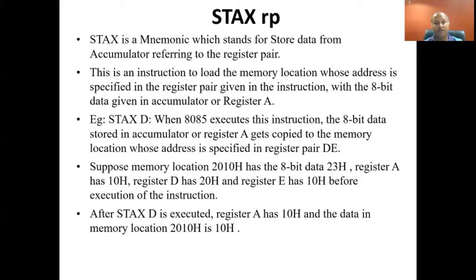When 8085 executes this instruction, the 8-bit data stored in the accumulator or register A gets copied to the memory location whose address is specified in the register pair DE. Suppose memory location 2010H has the 8-bit data 23H, register A has 10H, register D has 20H, and register E has 10H before the execution of the instruction. Then after STAX D is executed, register A has 10H and the data in the memory location 2010H becomes 10H.